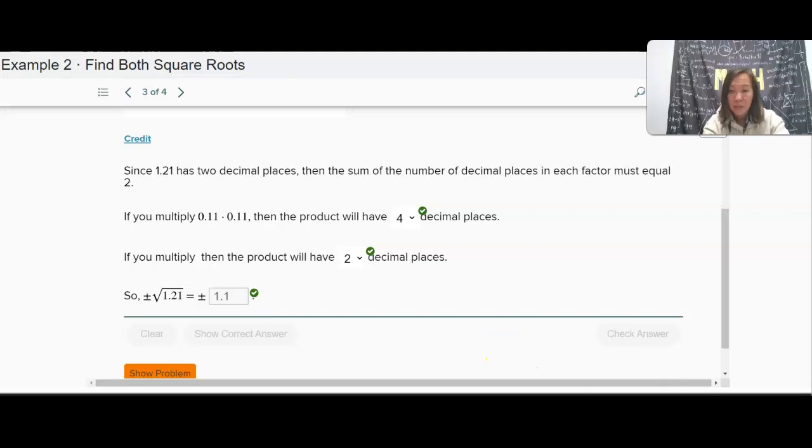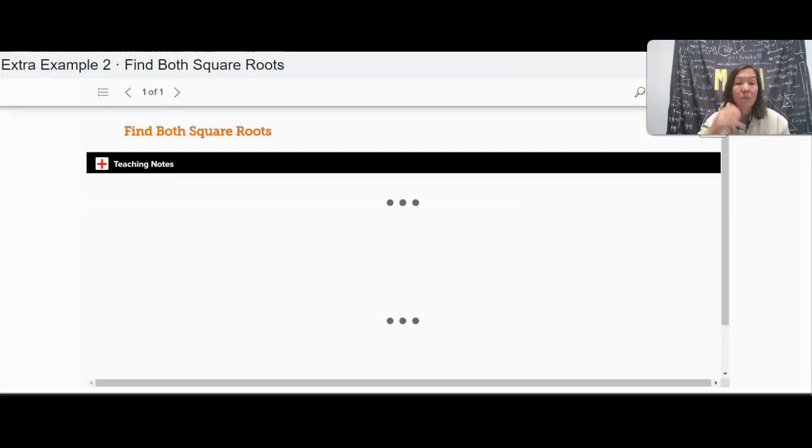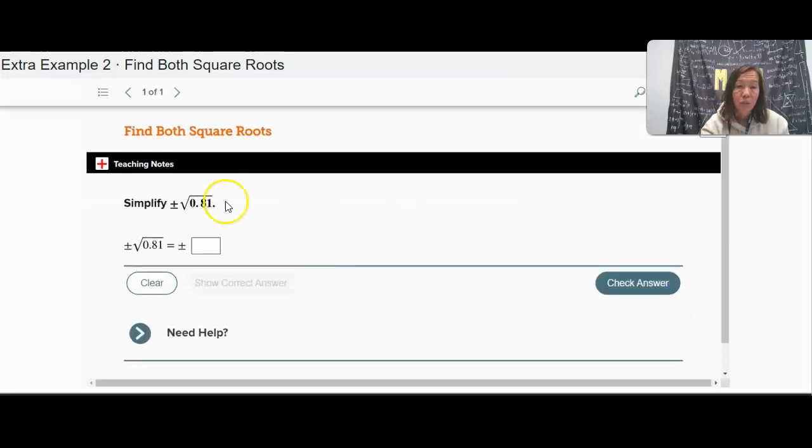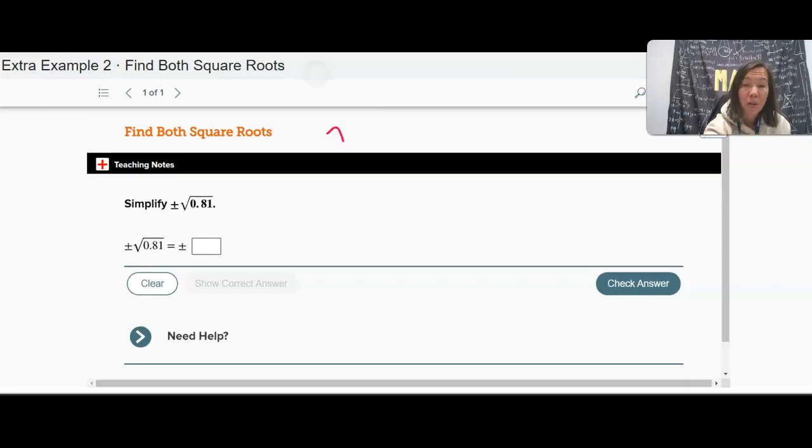So let's look at another example. This time it says, again, find both square roots of 0.81. Well, that's the same as finding the square root of 81. So first of all, what's the square root of 81? And if you guessed 9, you guessed correctly. But this has moved over 2 decimal places. So would it be, well, in this case, there's really only one option.